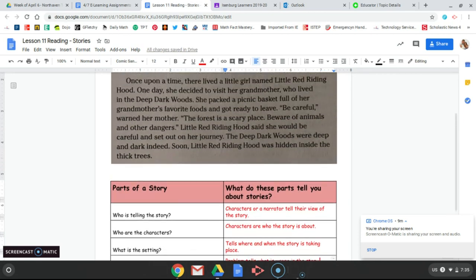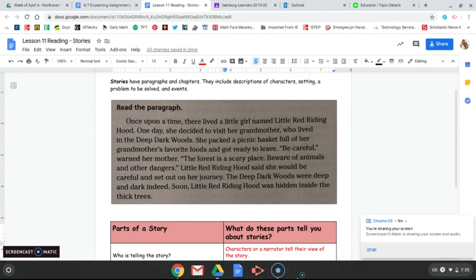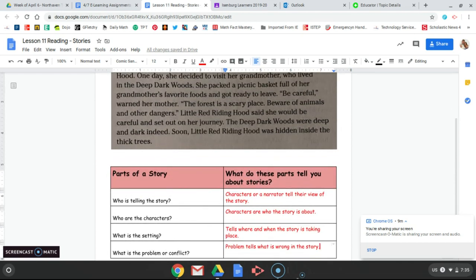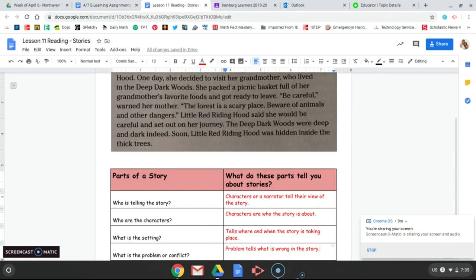Okay, so these are the main parts of a story. You're going to want to keep this pulled up as you go into your independent assignment for today.